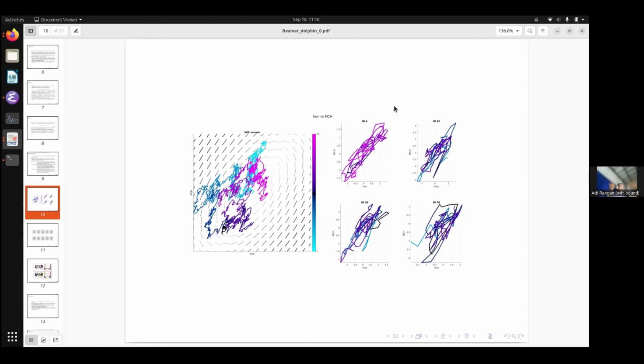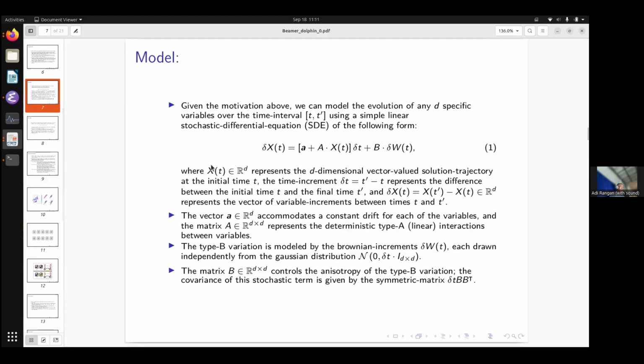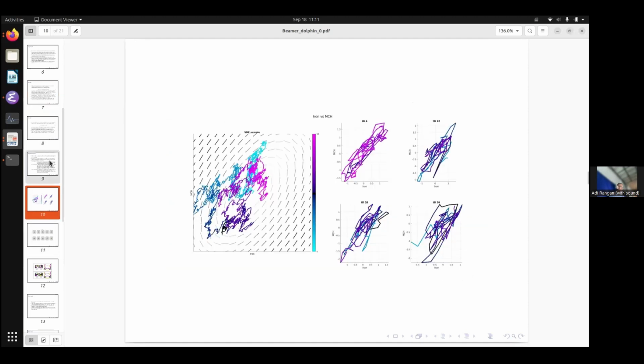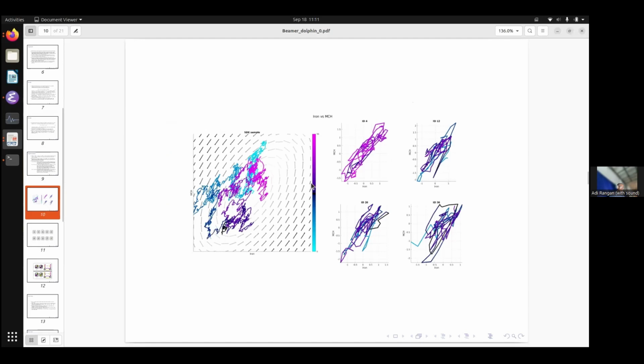If you take all 136 dolphins and look at all of their trajectories, you again see this noisy elliptical thing more often than not. So what you can do is pool all the dolphins and fit this model to the dolphins, allowing for some deterministic interaction, some Brownian stochastic drive, and some observation noise. And if you do that, you get this kind of Ornstein-Uhlenbeck or stochastic differential equation shown over here.